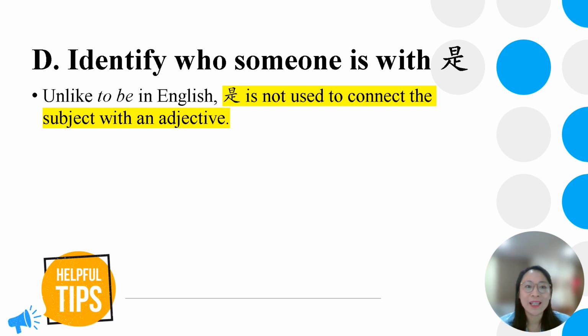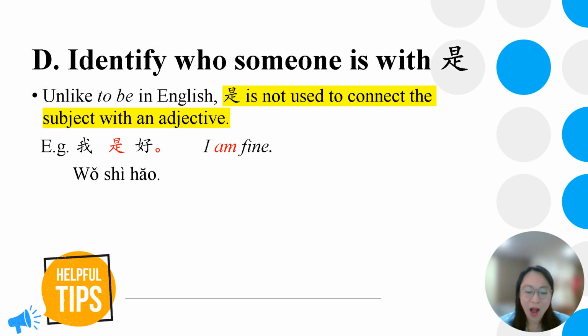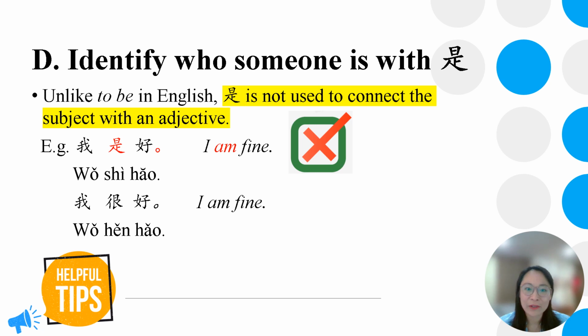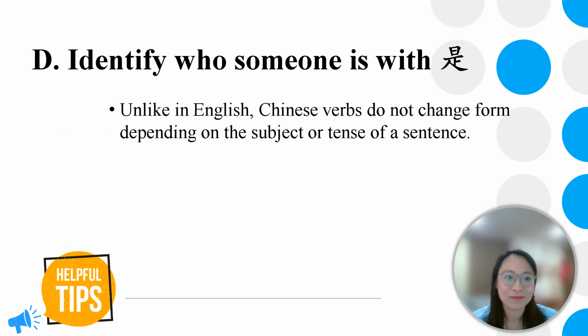Unlike to be in English, 是 in Chinese is not used to connect the subject with an adjective. For example, if you want to say I am fine, I am can be translated to 是 in Chinese. So if you say 我是好, no, it's not correct. The correct way, you should say 我很好, I am fine. 我是好, I am fine, is not correct in Chinese.